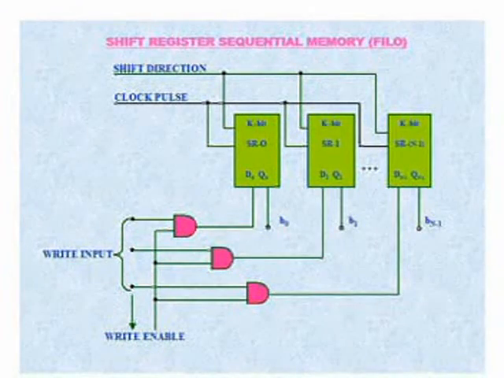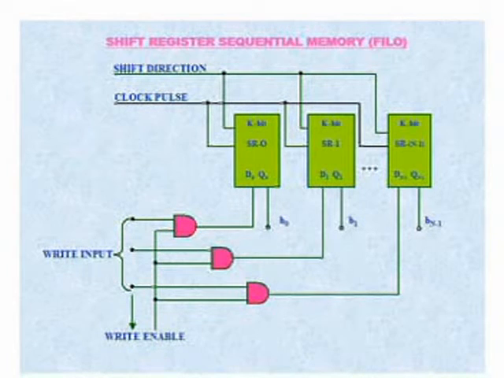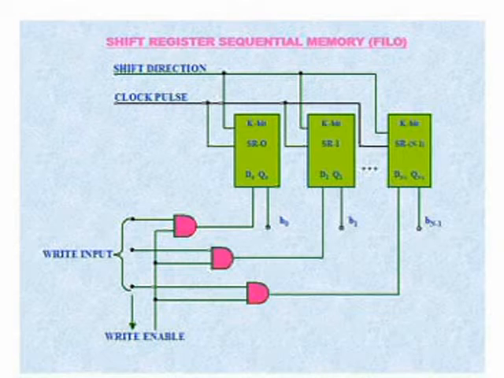So this type of memory is called first in, first out. There is another type of shift register sequential memory called first in, last out. Here also we are using n shift registers, each of k stages. Each register will hold one of the n bits. There is a difference between first in, first out and first in, last out.